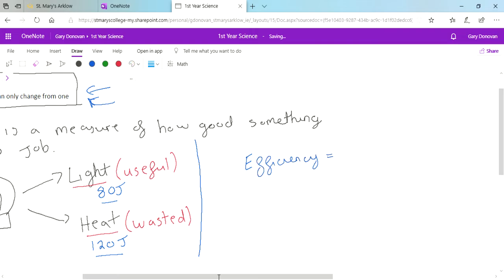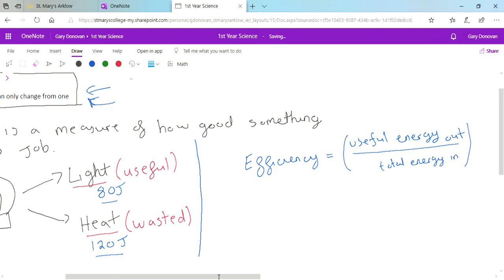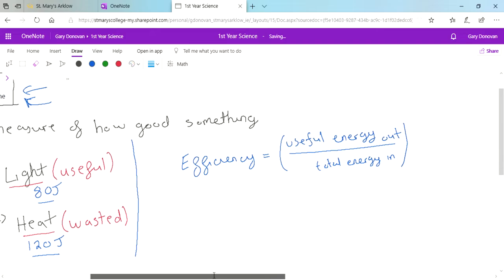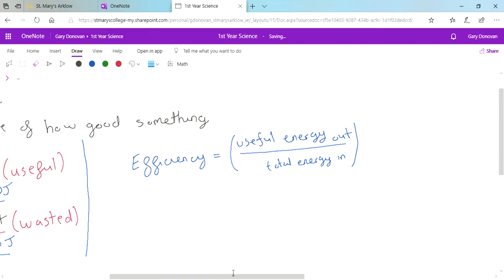Efficiency is given by useful energy out, divided by total energy in. And when we think about efficiency, we think of it as a percentage. So to turn any number into a percentage, we multiply by 100 over 1.